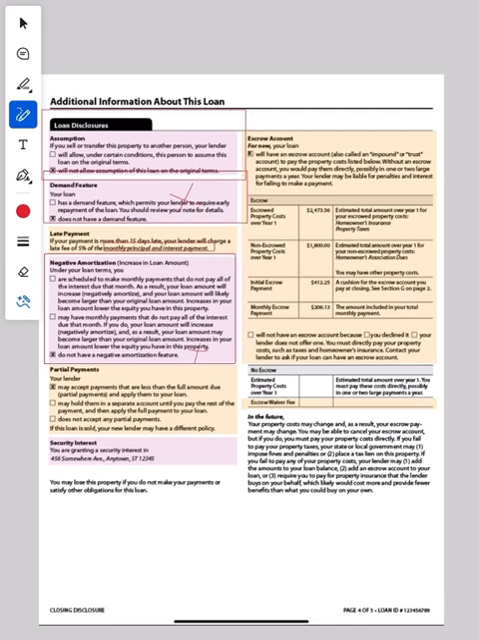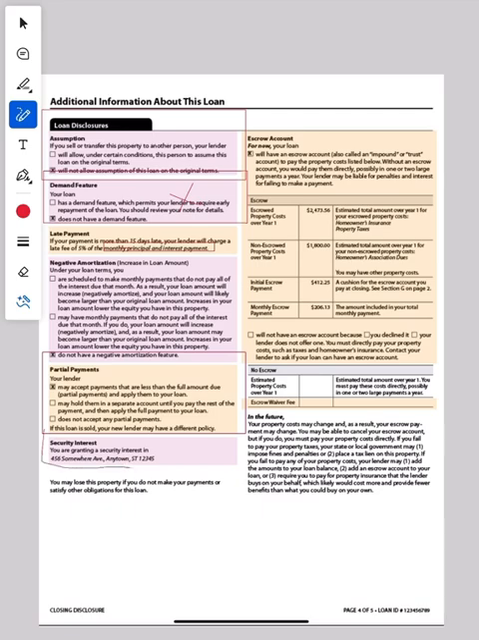Partial payment. So pretty much self-explanatory. The partial payment clause goes over if the lender will allow, or if the lender will accept partial payments from the borrower. So this one right here, this particular loan, it reads that your lender may accept payments that are less than the full amount due to apply to their loan. So this particular loan does allow partial payments.